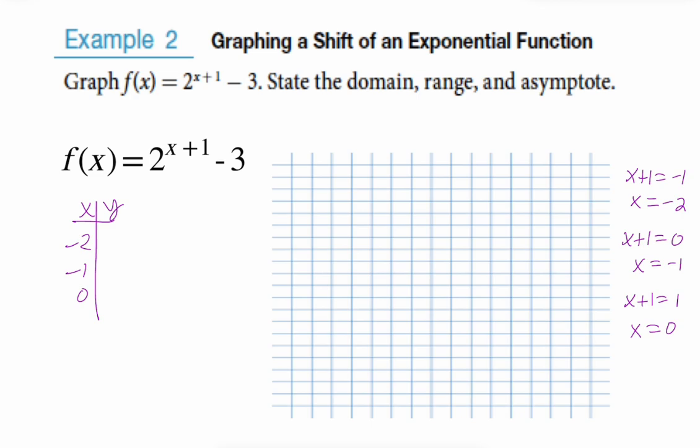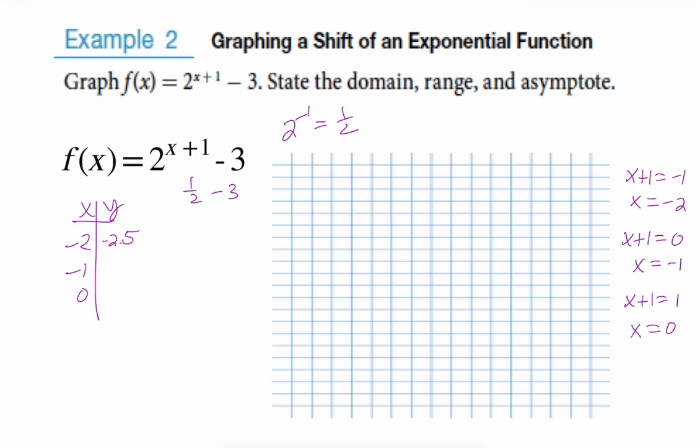Now that you do that, we're just going to plug them in. We're just going to do the math, okay? So if I plug in -2, I get -1 in my exponent. 2 to the -1 is 1/2, but there's a -3 on the back. So then I have to do, what is 1/2 minus 3? Well, 1/2 minus 3 is -2.5.